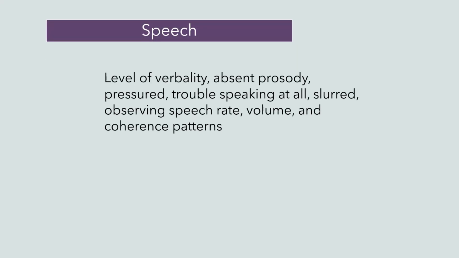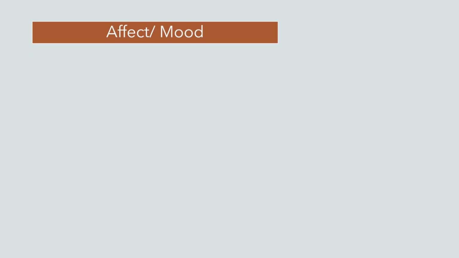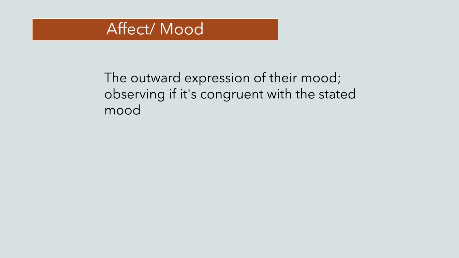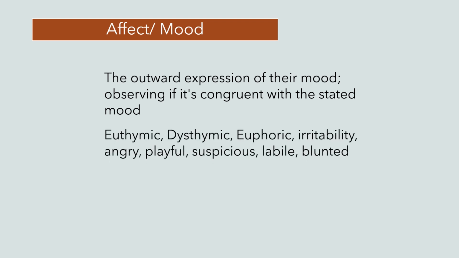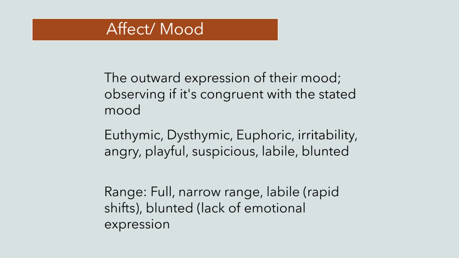Speech. Level of verbality, absent prosody, pressured, trouble speaking at all, slurred, observing speech rate, volume, and coherence patterns. Affect, mood. The outward expression of their mood, observing if it's congruent with the stated mood. Euthymic, dysthymic, euphoric, irritability, angry, playful, suspicious, labile, blunted. Range: full, narrow range, labile with rapid shifts, blunted with a lack of emotional expression.